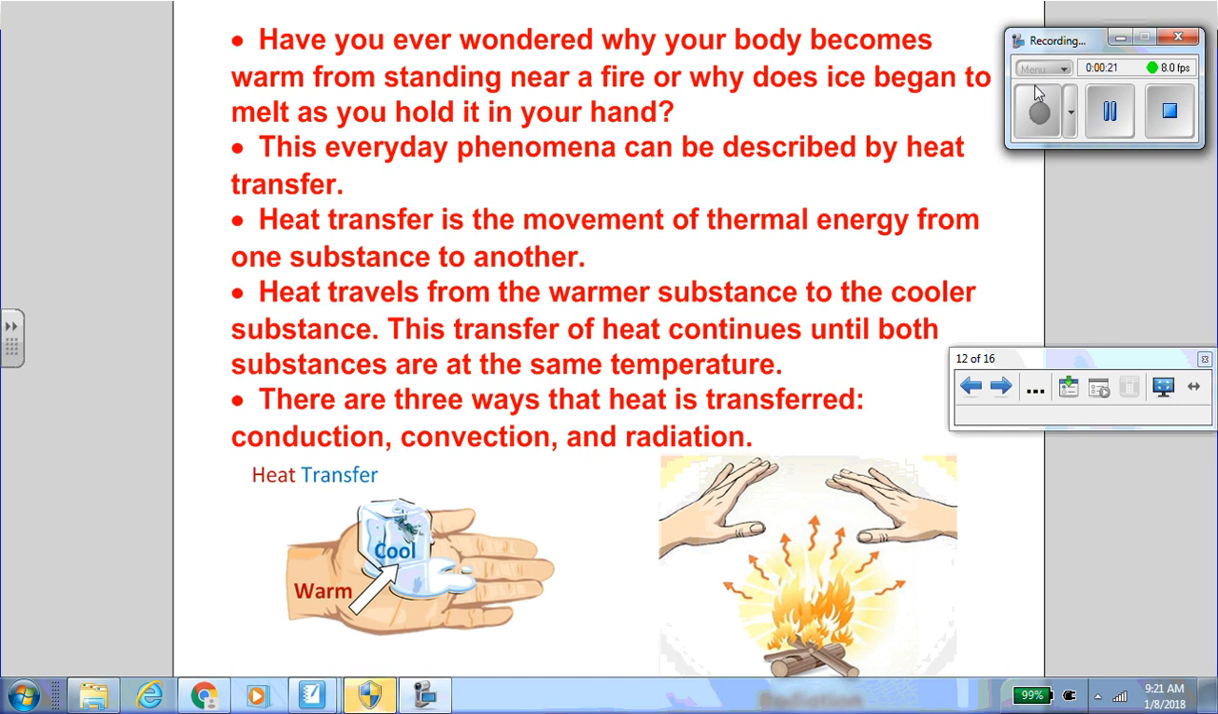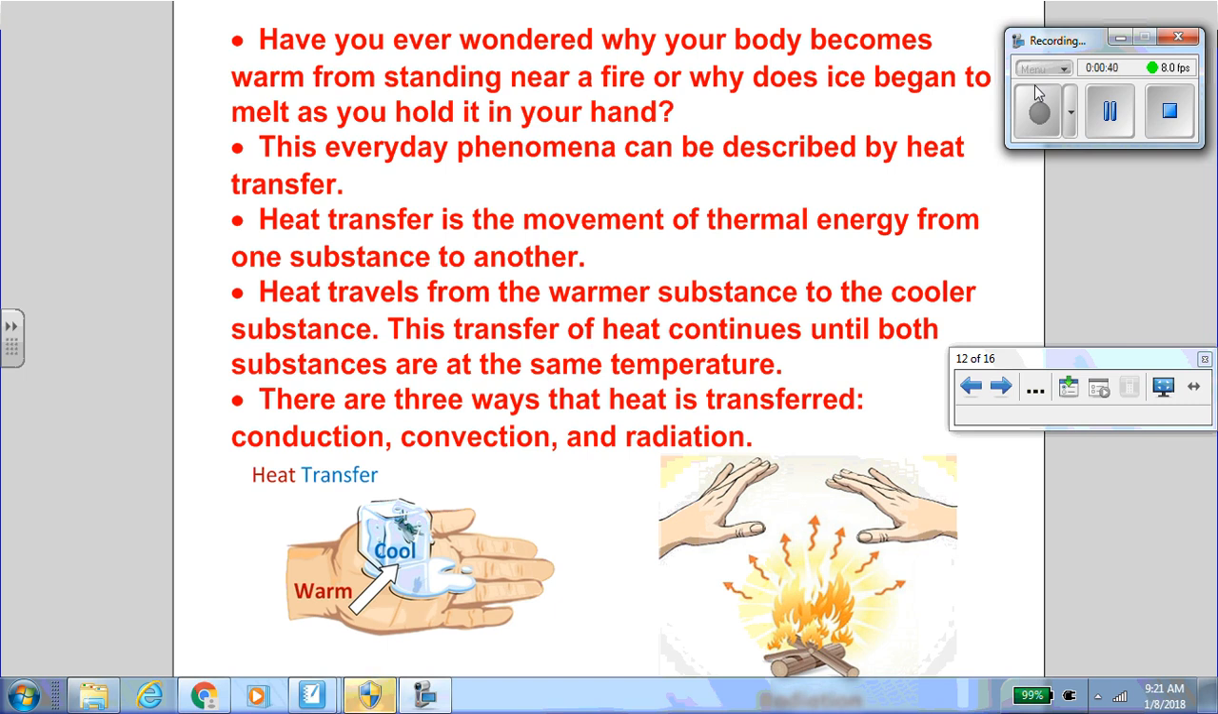Heat transfer is simply the movement of thermal energy from one substance to another, and these substances are typically at different temperatures. Heat is going to travel from the warmer substance to the cooler substance. This transfer of heat is going to continue until both substances are at the same temperature.